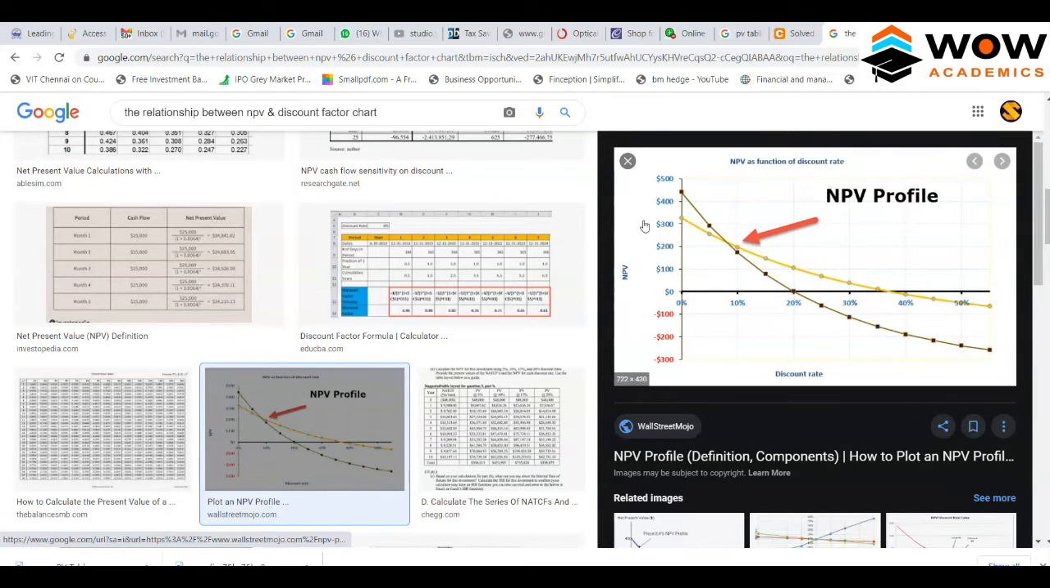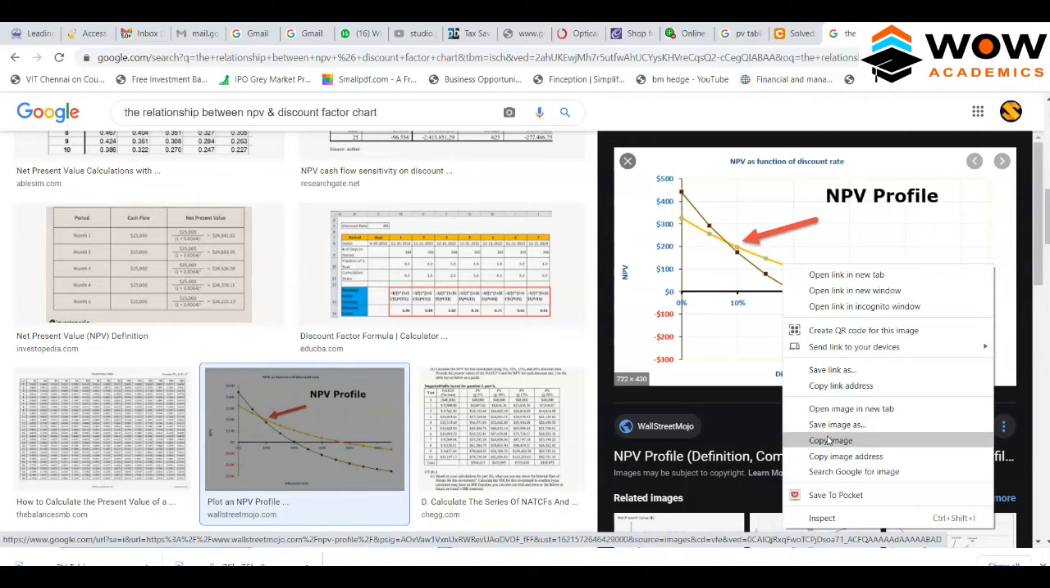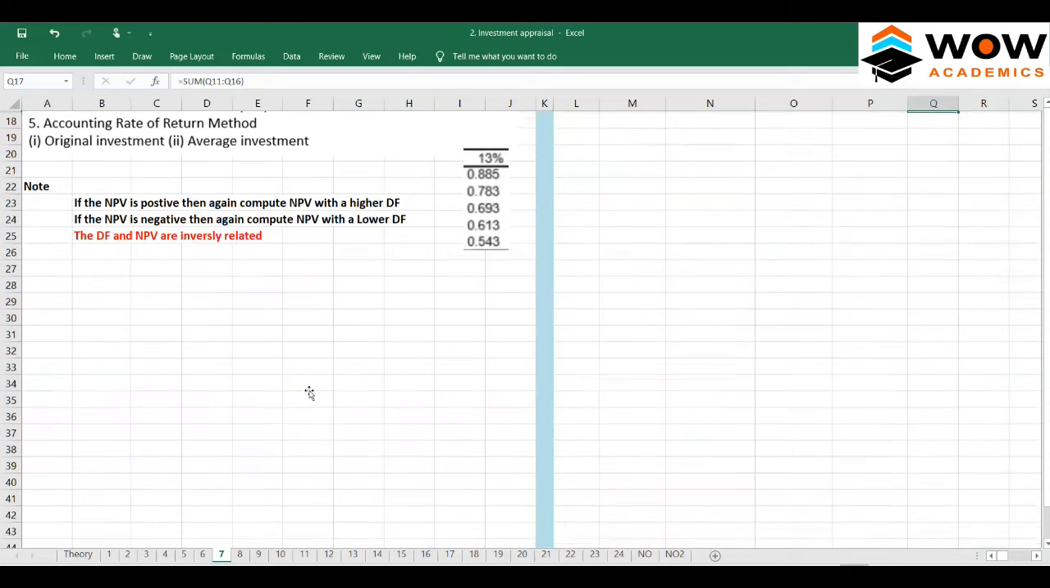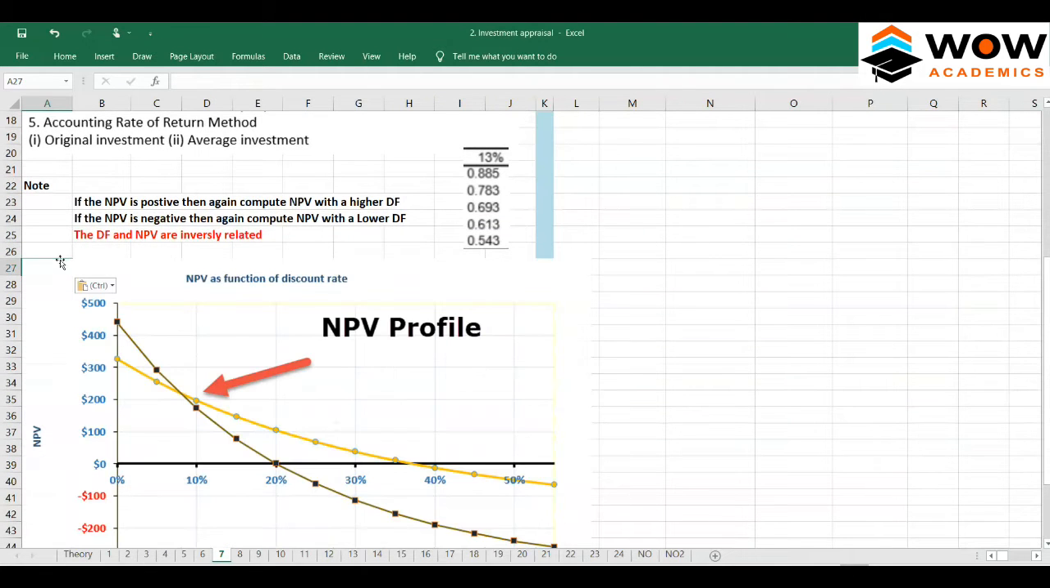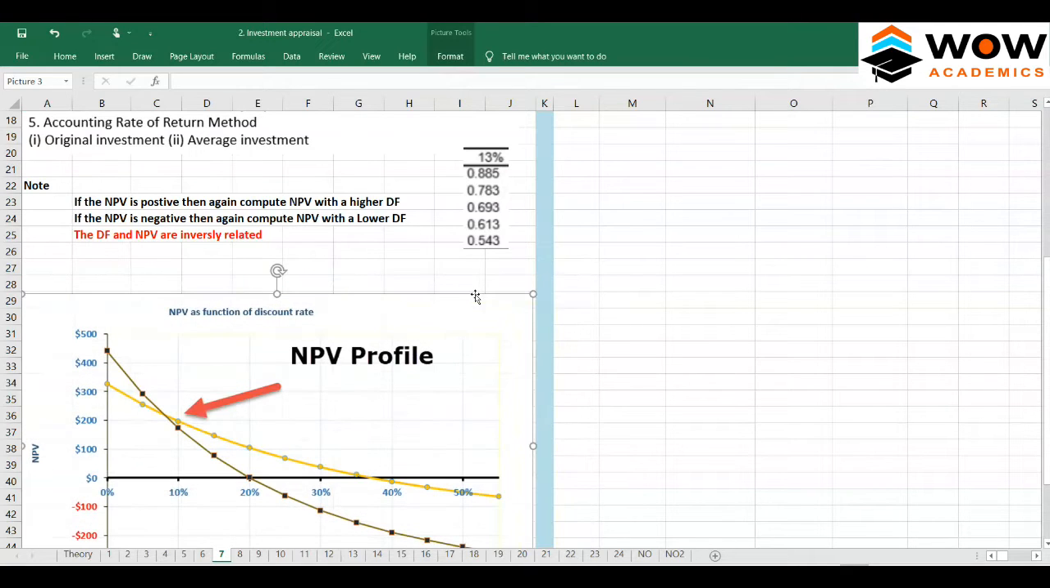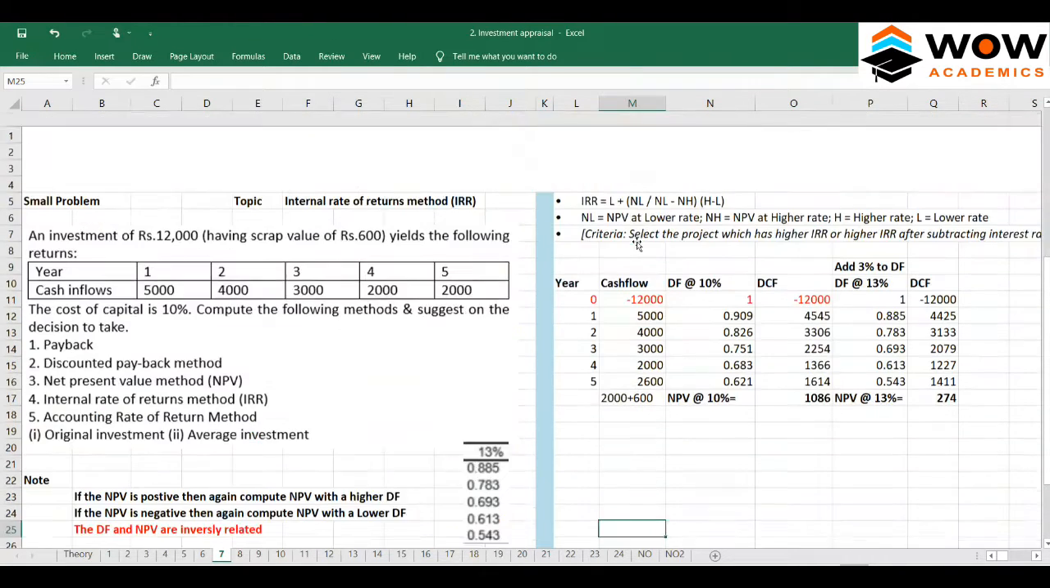So you can see here, as the discount factor is rising, and this is the NPV, at the low discount factor, it is high. Just look at the dark brown line. As and when the discount factor is rising, you can see the NPV falling. So that's about the relationship between the two lines. If you want, I'll just copy the image and I'll put it lower so that you can refer to it whenever you want. Okay, so we got this.